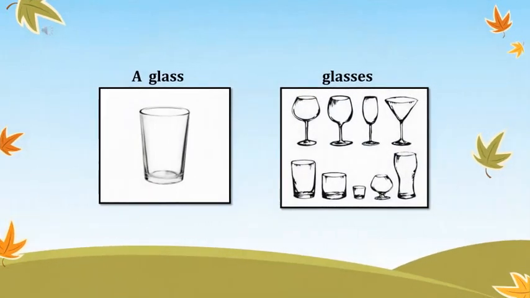Now can you see a glass there? Yes. And what is the spelling of a glass? G-L-A-S-S. And what does it end in? Double S, right? So to make it plural, we have to add an ES there and it becomes glasses.